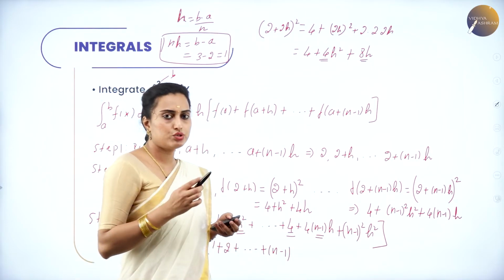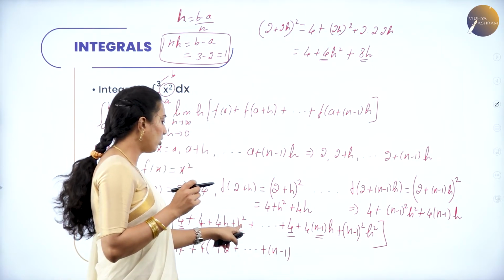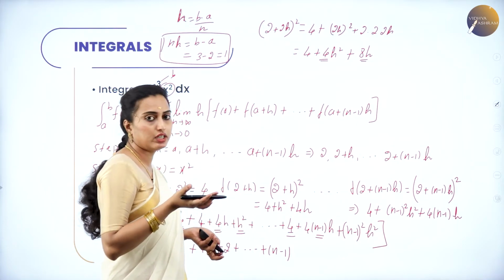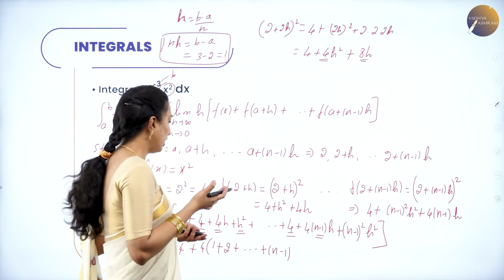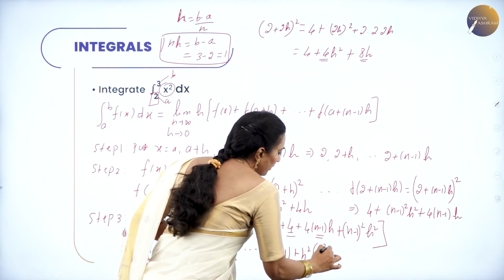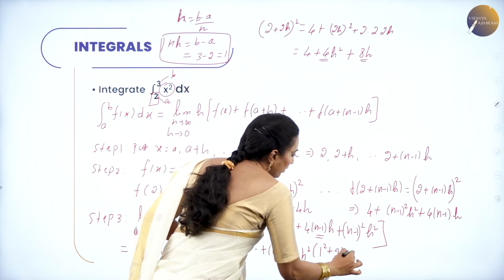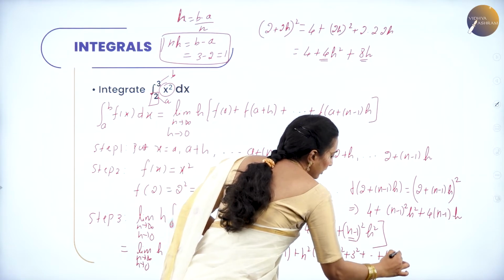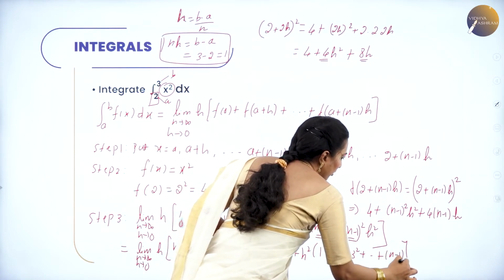Okay. So dear students, if you take h squared common, which can be written as 1 squared. Again if you take h squared common, which can be written as 2 squared, isn't it? So therefore you can take plus h squared common, 1 squared plus 2 squared plus 3 squared plus etc., plus n minus 1 whole squared, h squared already taken common.